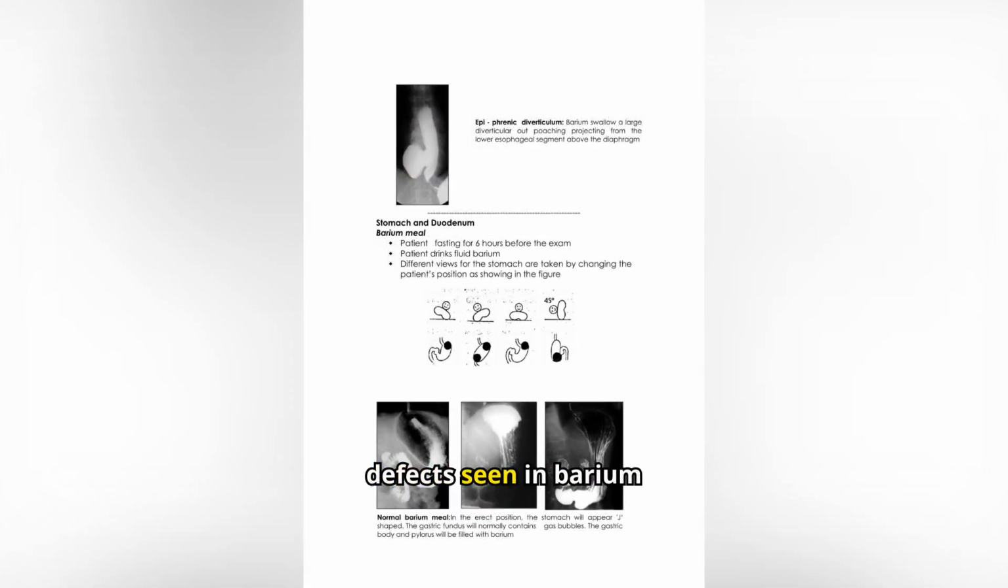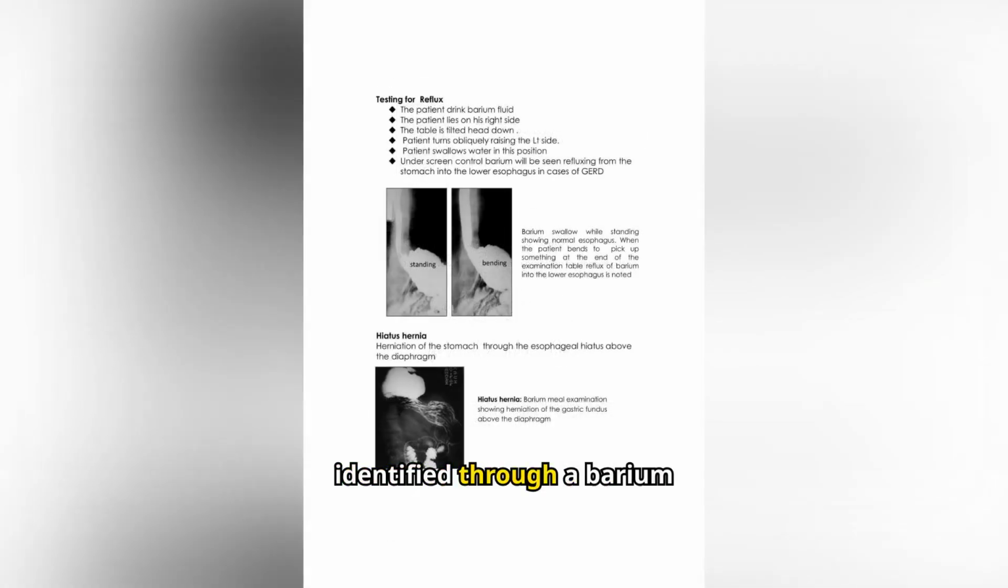Mid-esophageal filling defects seen in barium swallows can indicate esophageal carcinoma, necessitating endoscopic evaluation for biopsy and confirming the malignancy. Hiatus hernia is identified through a barium meal, showing herniation of the gastric fundus above the diaphragm, often correlated with symptoms of gastroesophageal reflux disease, GERD.